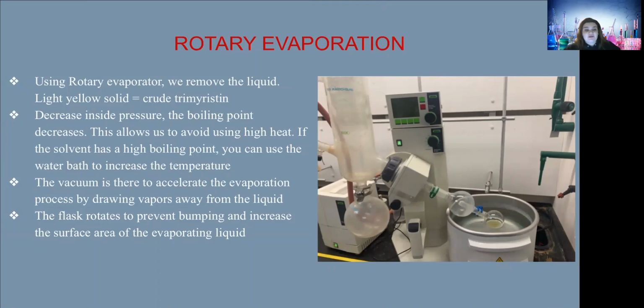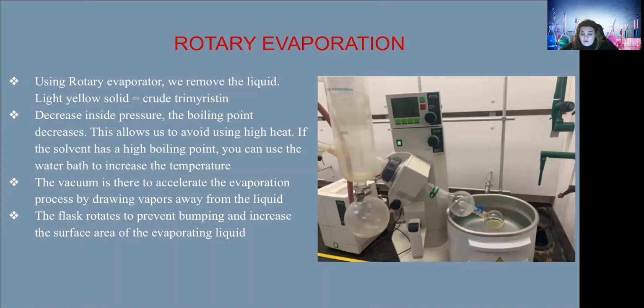If the solvent that you're using does have a high boiling point, you can use this water bath. There's an adjustment, and you could make it hotter if you want. What the vacuum does is accelerate the evaporation process. It takes the liquid and draws the vapors away from the liquid, leaving you with that solid. So it's removing the diethyl ether, and we're left with just solid crude trimyristin.